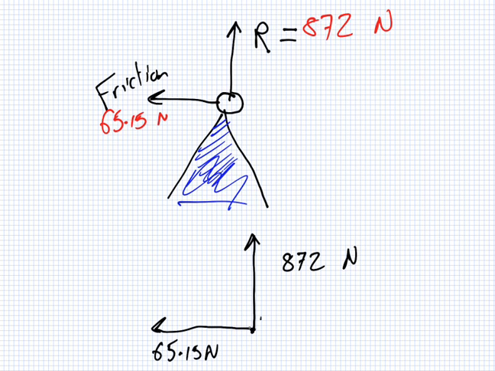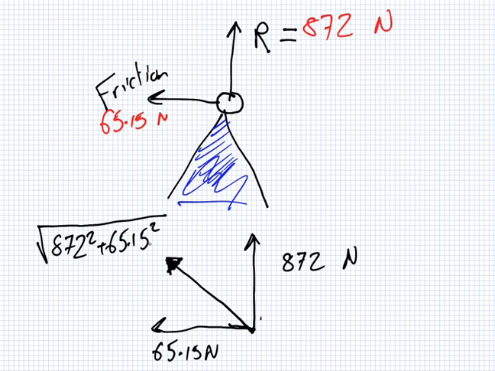In the first week of physics we did magnitude. How do you find the magnitude here? What do we use to get this? What theorem? Triangle. That's right, Pythagoras. So here is the square root of 872 squared plus 65.15 squared. What's that? 875.5, so 876 newtons.